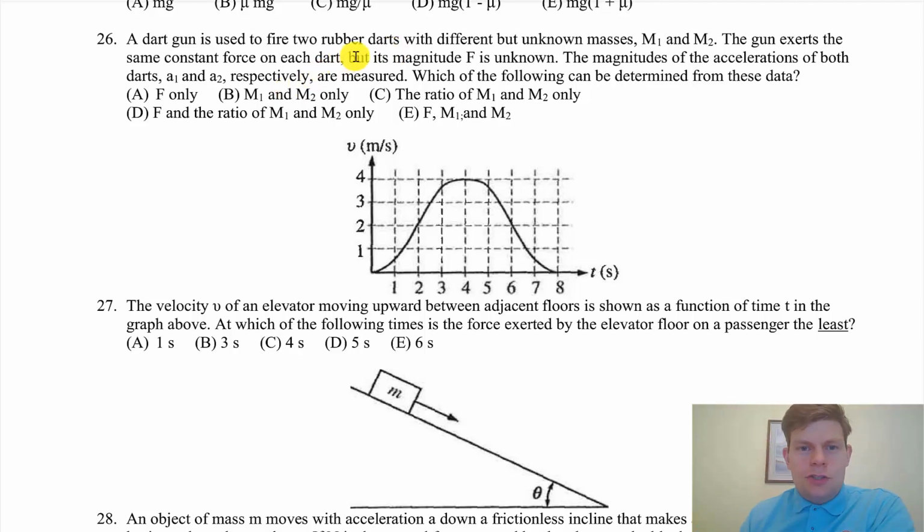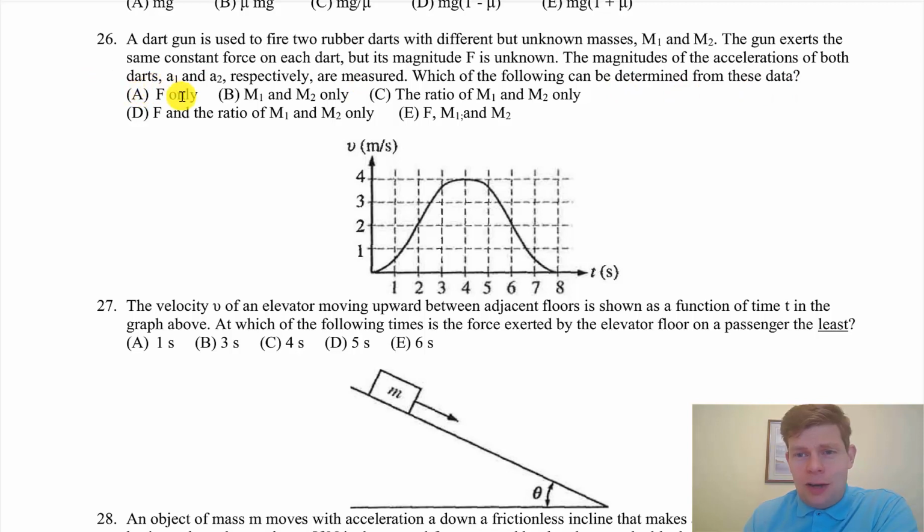All right. So we got a dart gun used to fire 2 rubber darts with different but unknown masses. We got the same force in each dart, but we don't know how big that force is. We measured the accelerations of both darts, but again, we don't know their mass and we don't know the applied force. What can be determined from this data?